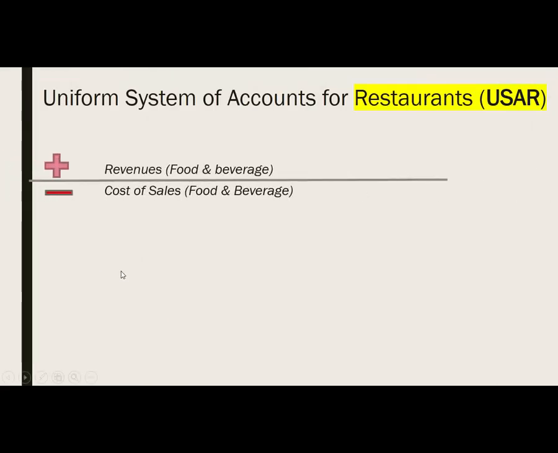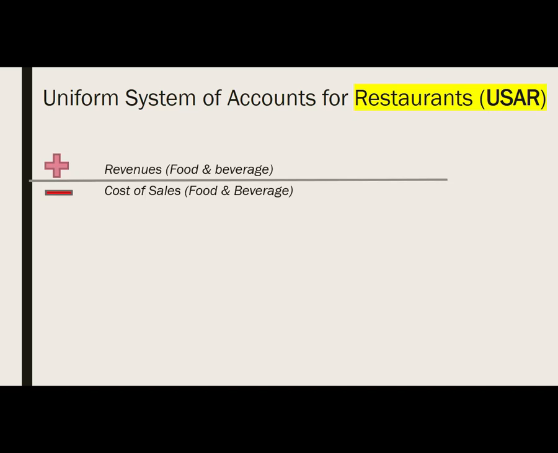So let's start with USAR. USAR should have the following format. Revenues are split as food and beverage. It's often split in further ways, so liquor, wine, and beer could also be different ways. Sometimes it's split by service type, so takeout would be separated, or sometimes by area, bar versus dining room. There's a few different ways. That would all depend on that company itself, but revenues would always be listed first.